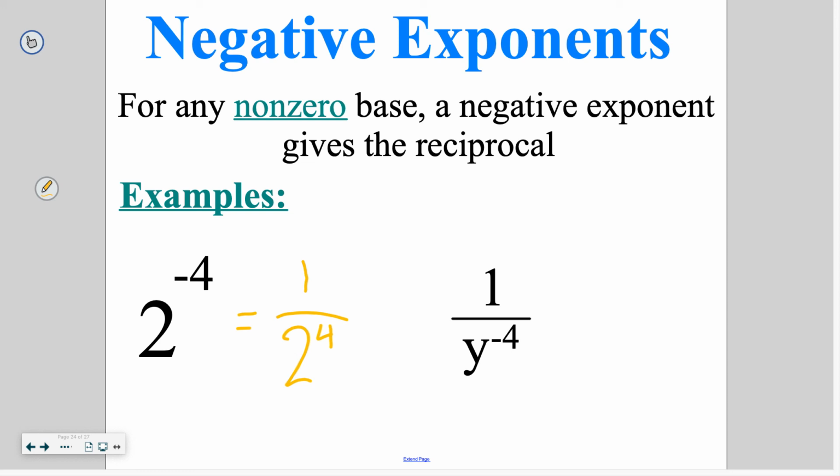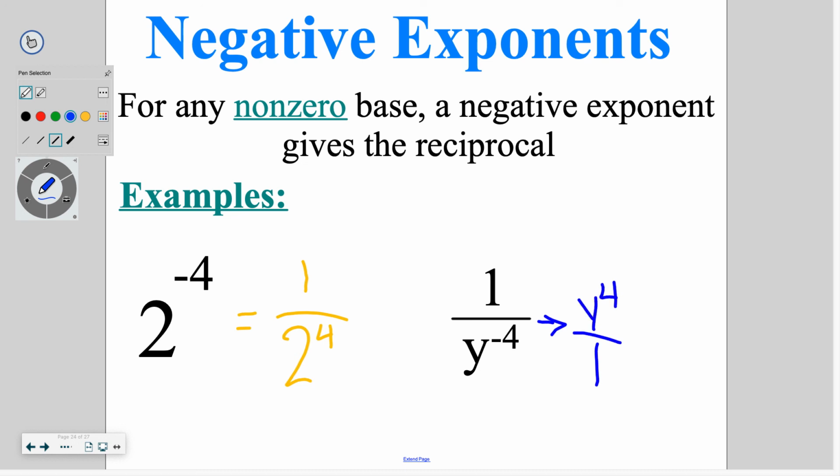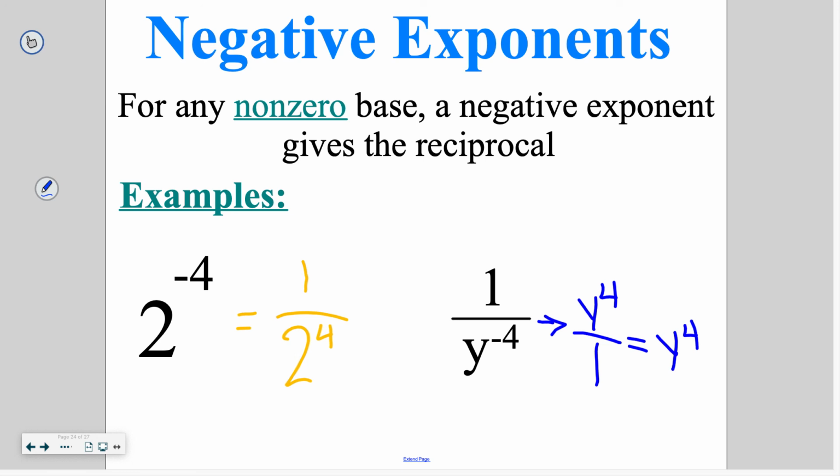Now, what happens if the negative is in the denominator to start? Well, then that means we're going to have to flip it the other way, which is going to put us at 1 over y to the 4th, or just y to the 4th. So if the negative starts in the numerator, it gets pushed to the denominator. If it starts in the denominator, the value gets pushed to the numerator. Either way, it flips and makes itself positive.